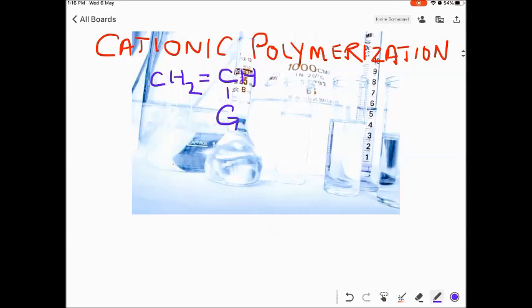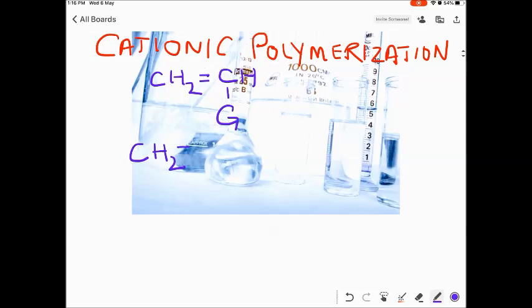In case of cationic polymerization, we take a vinyl derivative, and it is important that this group G should be one which can stabilize the carbocation formed. So G can be a methyl group, for example polymerization of propylene, or even polymerization of isobutene can be done using this method. So let us write what are the various monomers which can be polymerized using cationic polymerization.